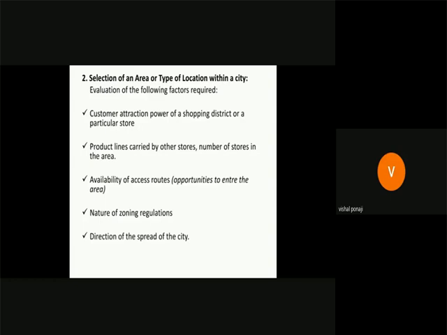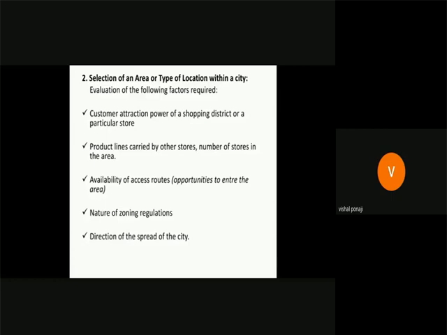One factor is the customer attraction power of a shopping district or a particular store. In that area, which types of stores are more valued or in demand has to be considered, and those calculations and identification have to be done. As I told you in the previous slide, see the product lines or types of products sold in those areas. How much profit can be gained by selling such products also has to be considered. You have to match those products and the income you get from those product lines to the investment you have made in that location.